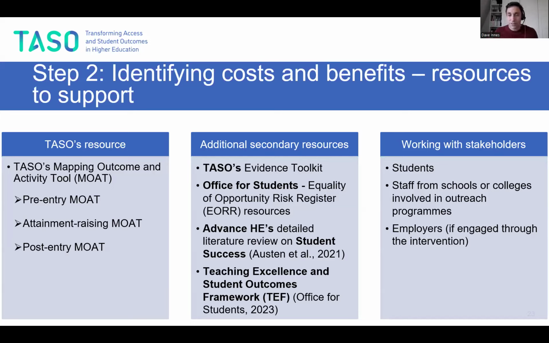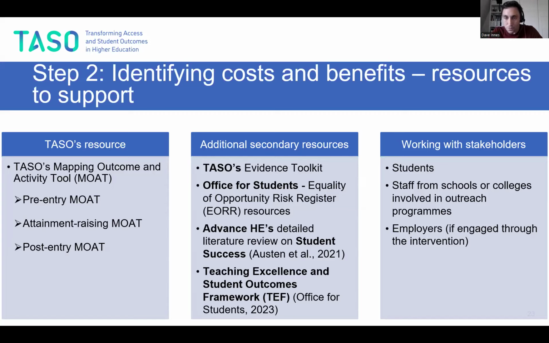Then additionally, there's lots of secondary resources that will also have details on outcomes that are relevant here. And they include TASO's evidence toolkit, resources developed by the Office for Students, including their Equality of Opportunity Risk Register. Advance HE have done work around student success, and then you may also look at the Teaching Excellence and Student Outcomes Framework.